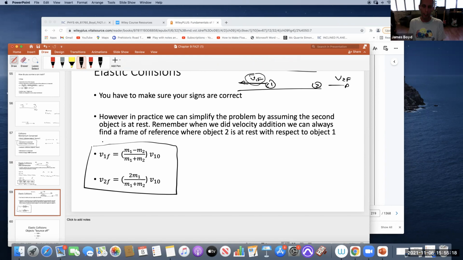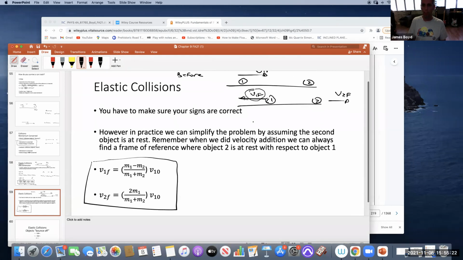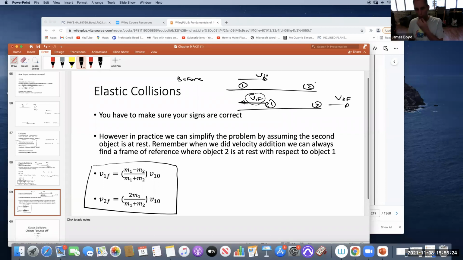In an elastic collision, we are assuming that object 2 is at rest. So the second ball is at rest, the second object is at rest before the collision happens. After the collision, we're not sure what happens. We're going to talk about that. Usually what you're given is, say, mass 1 and mass 2 and v1 initial, and you've got to find v1 final and v2 final.